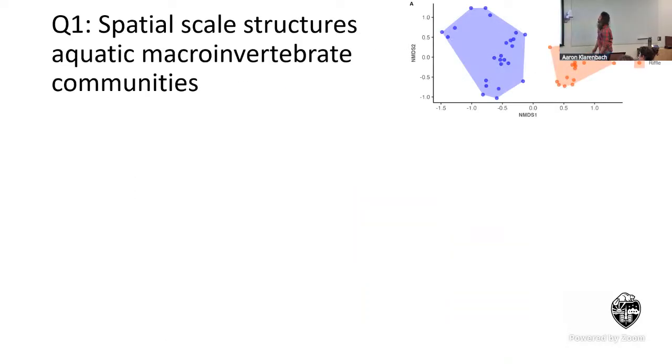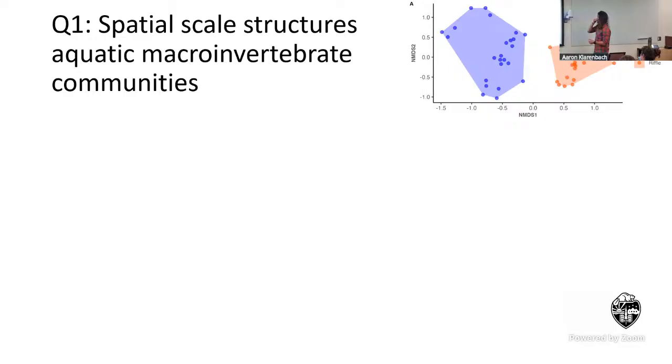So for this figure, this is an MDS ordination. For those of you who are not familiar with it, this figure is showing sites in species space. And all you really need to know for this is that the closer the points are together, the more similar the communities are to each other.